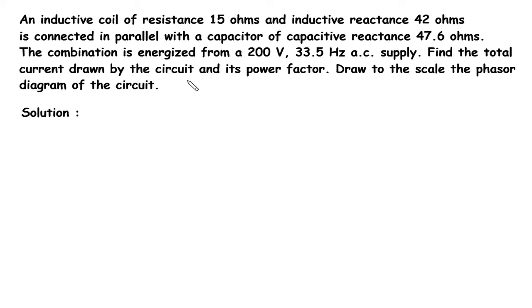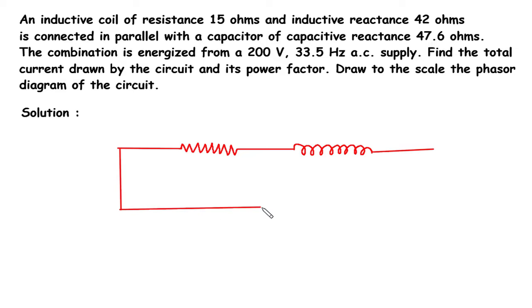Solution. First of all, we will draw the circuit diagram for this question. As we can see, the inductive coil of resistance 15 ohm and inductive reactance 42 ohms is connected in parallel with a capacitor of capacitive reactance 47.6 ohms. The resistor and inductor are connected in series and the capacitor is connected in parallel to this.